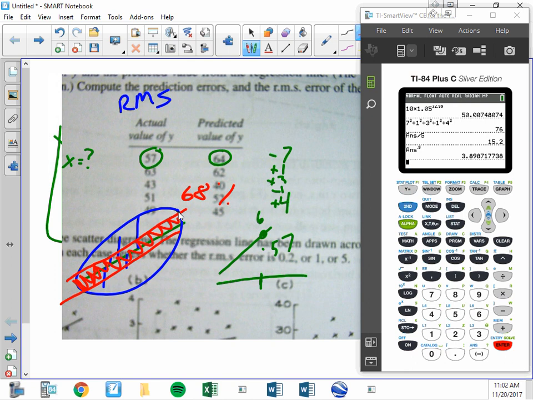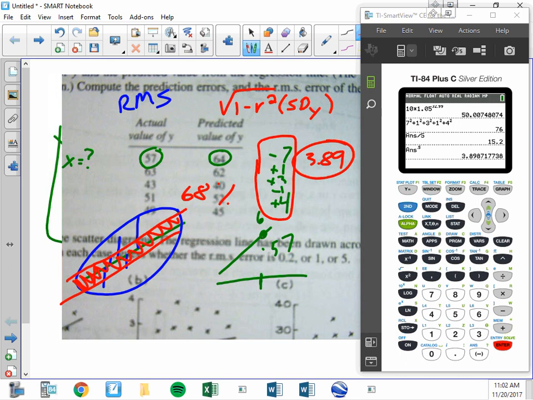So there's a shortcut to find the RMS error. The shortcut is you take 1 minus r squared and take the square root and then multiply that by the SDY. So this number right here, 0.389 or 3.89, that can either be calculated by calculating each error, squaring, adding, averaging, and then taking the square root, or the r value gives us an idea of how much everything is spread out. 1 minus r squared, take the square root, that times the SD of y will give us the RMS error.